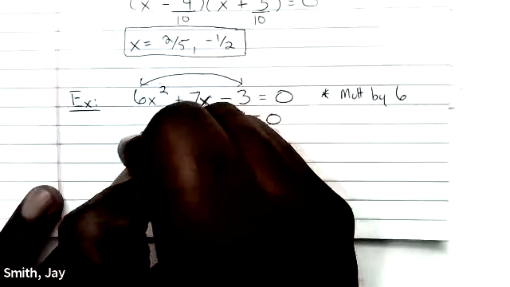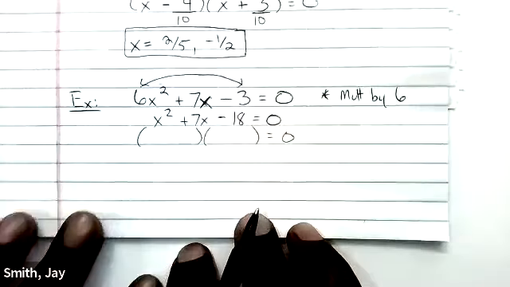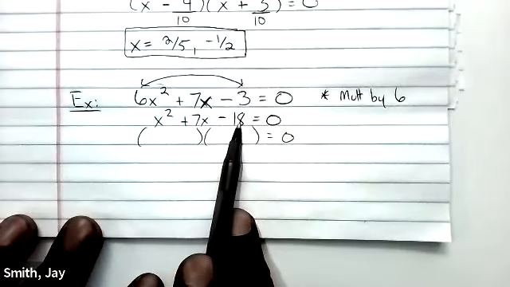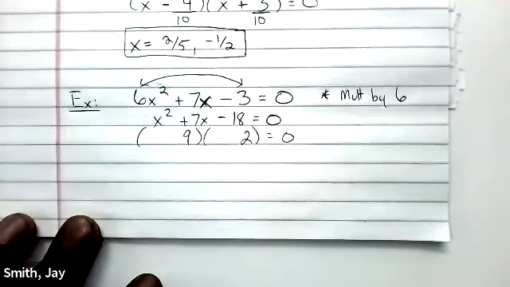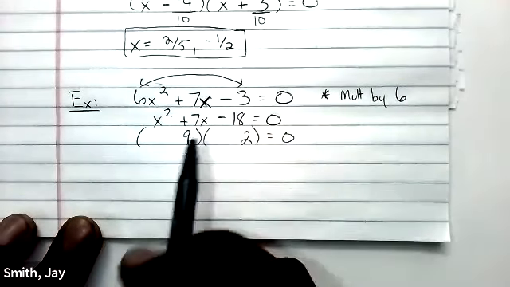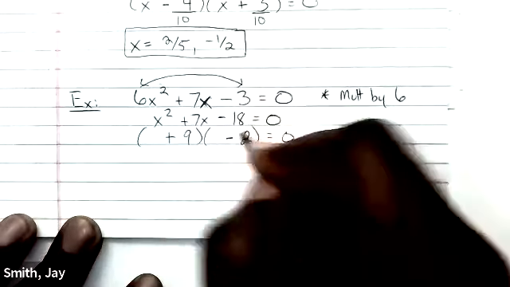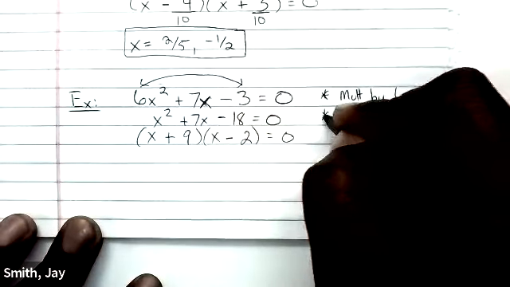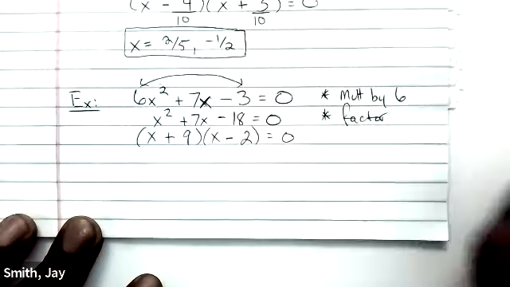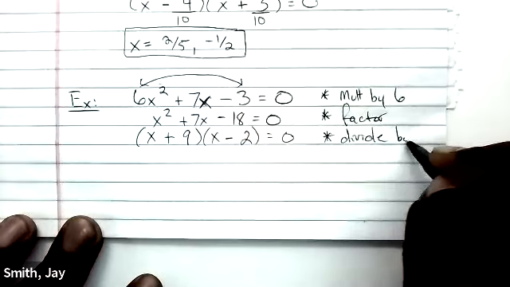And now we can start factoring like we would in the other quadratic with a leading coefficient of 1. So we're looking for two numbers we can multiply to give me negative 18 that we can combine to get positive 7. Here, 9 and 2 will give me 18. 9 minus 2 will give me a positive 7. So that 9 must be positive, my 2 must be negative. So we multiplied by 6, we factored it. You've got to remember to go back and divide by 6.